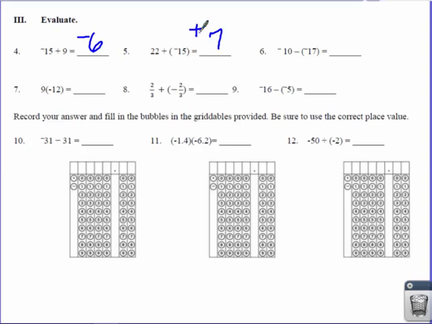Now, we've got a minus problem. What we've taught you in the subtraction problem is you leave the first number alone, change subtraction to addition, and the next number to its opposite. So now we have a -10 plus +17. So our signs are now different, so we subtract. 17 take away 10 is 7. And the 17 has a greater absolute value, so it's a positive 7.